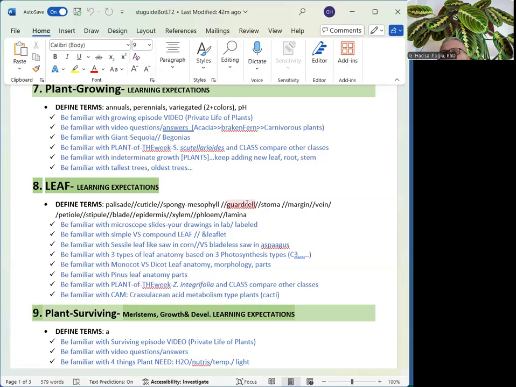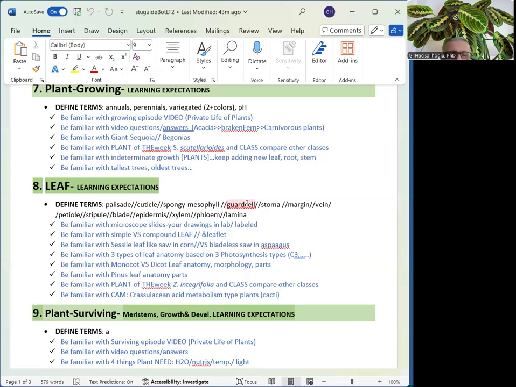A leaf is itself, but sometimes there are compound leaves. They don't have one piece, but they have several leaflets that all together make one leaf. Sessile leaves, like corn, have no petiole. Leafless leaves, like asparagus, do have a petiole, but the top part is missing, the blade is missing in this case. Monocot versus dicot, two classes we see in every lab, so very, very important.